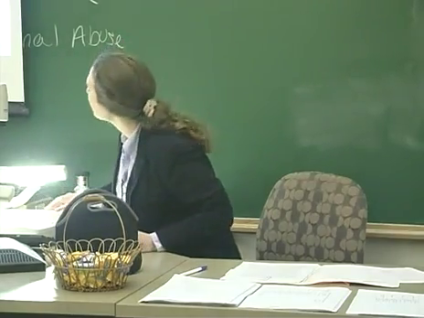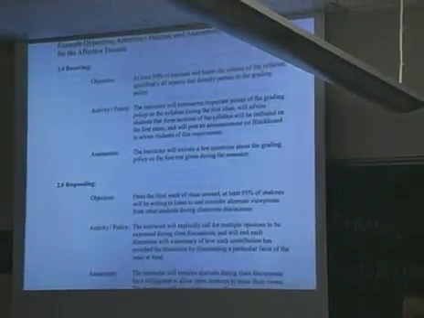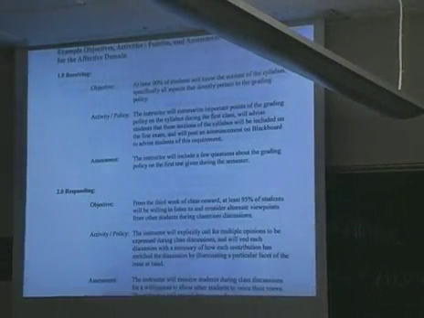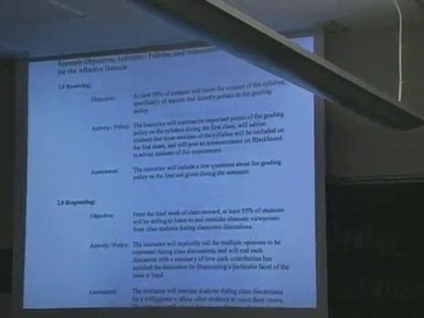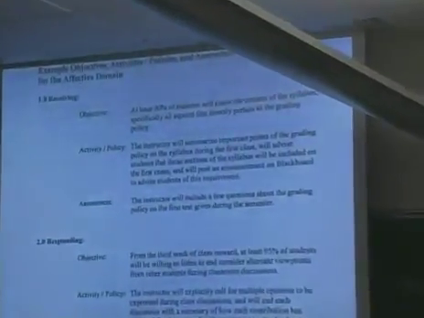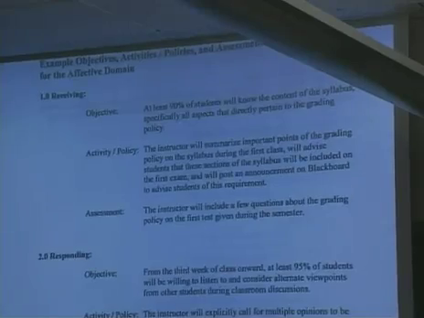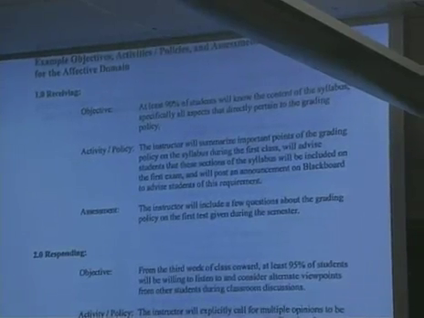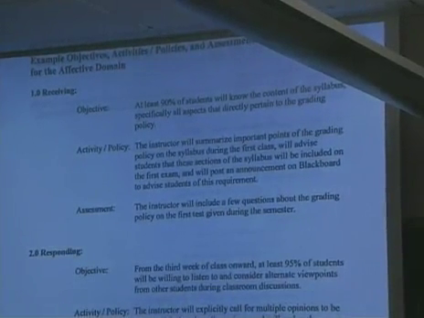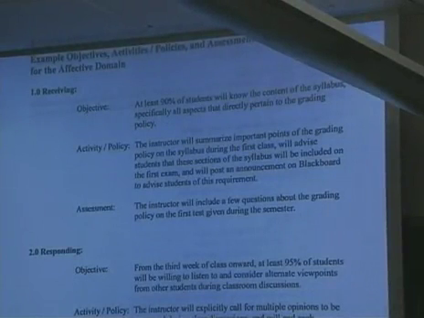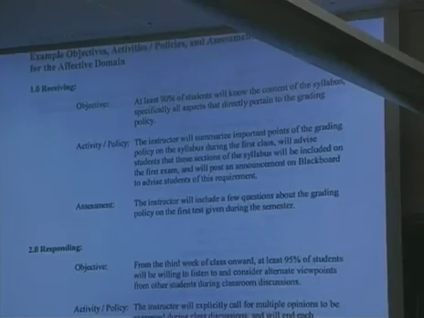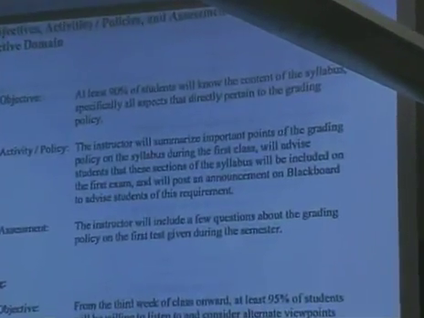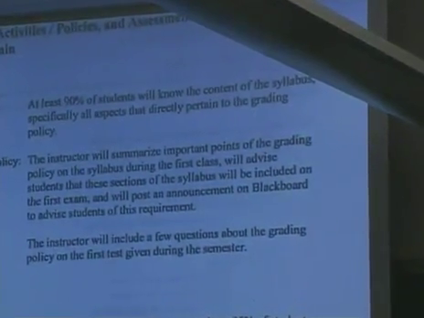And so in your packet, start off with the 1.0 receiving level. An example of this would be at least 90% of students will know the content of the syllabus, specifically all aspects that directly pertain to the grading policy. Okay, so this is at that awareness level. We just want students to be aware of the grading policy in the syllabus.